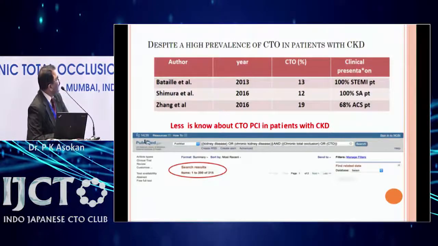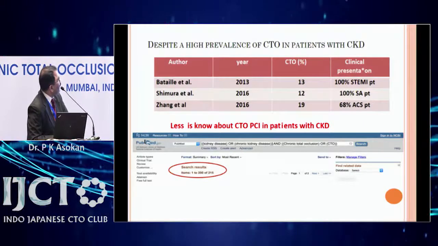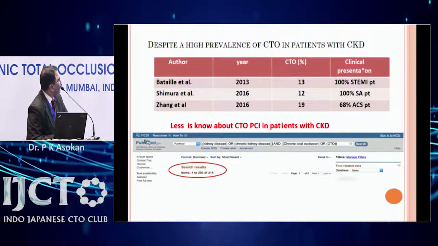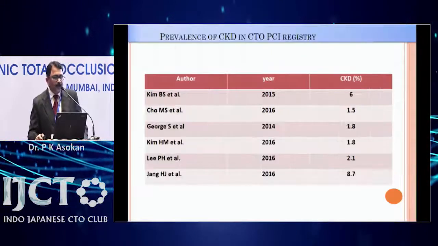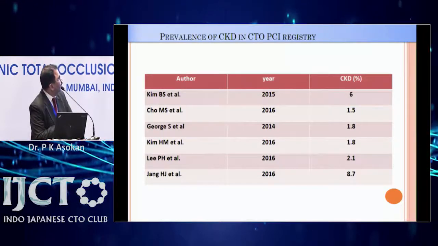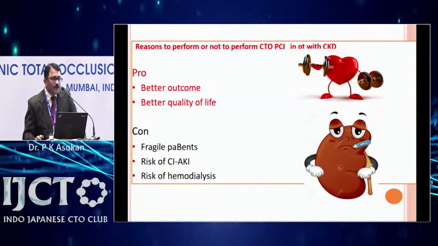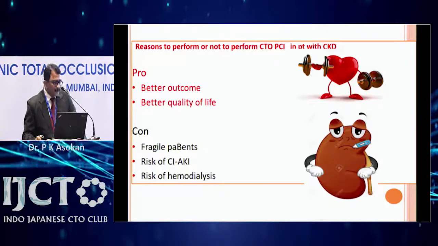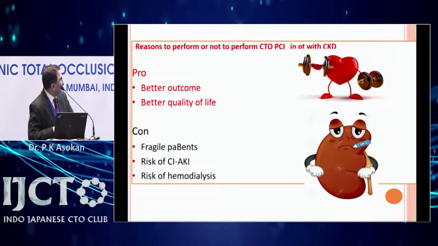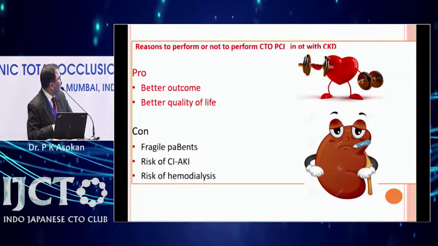So, what is the prevalence of CKD in studies? It has been shown that despite the high prevalence of CTO in CKD patients, 12 to 19%, there is less known about outcomes in CKD patients. The prevalence of CKD in CTO, the other way, also varies from 1.8 to 8.7%. So the reason to perform CTO PCI in a patient with CKD is better outcome. We have seen already, better quality of life. But the points against are that most of the patients are fragile, with risk for acute kidney injury and risk for hemodialysis.